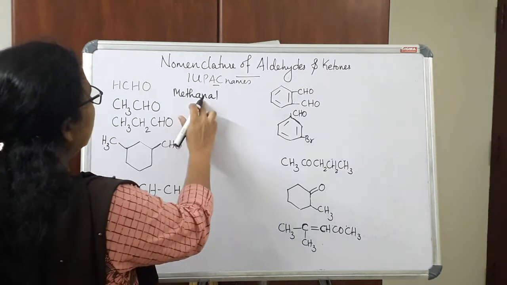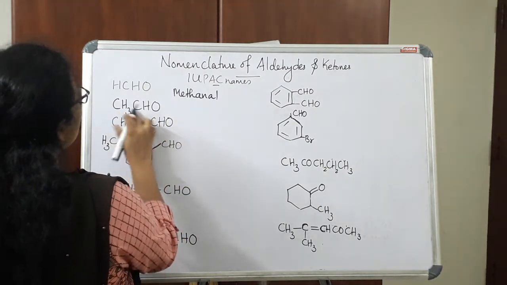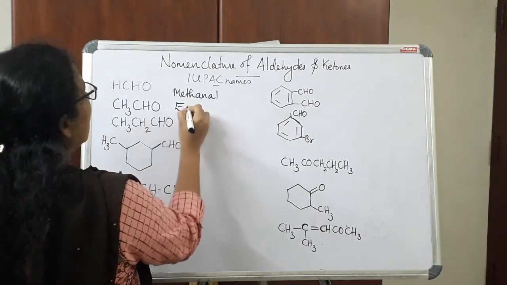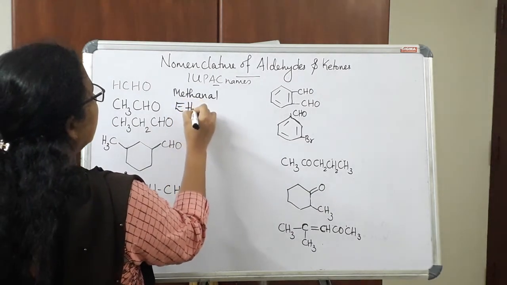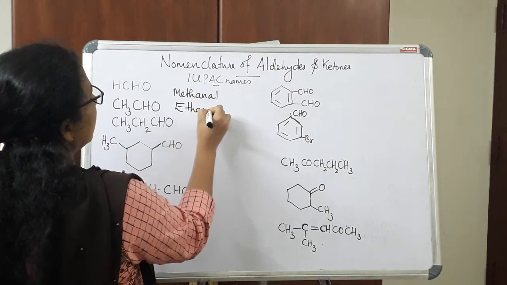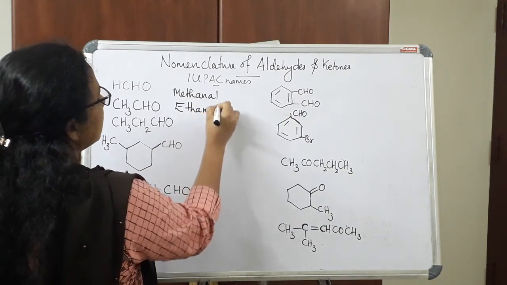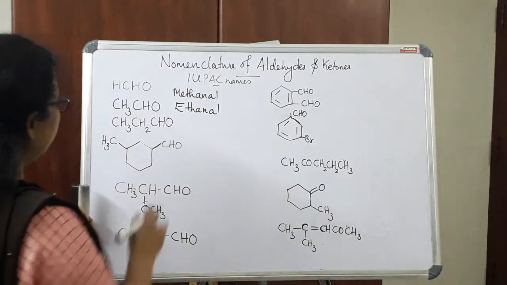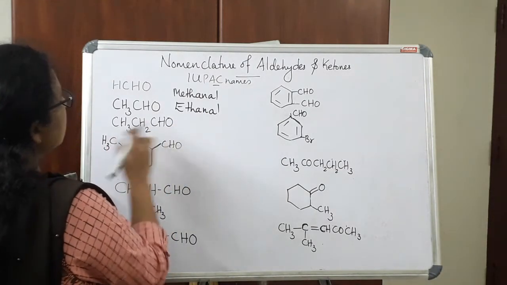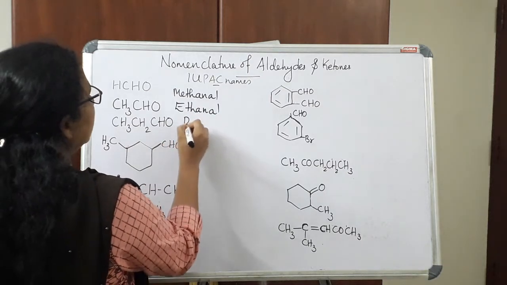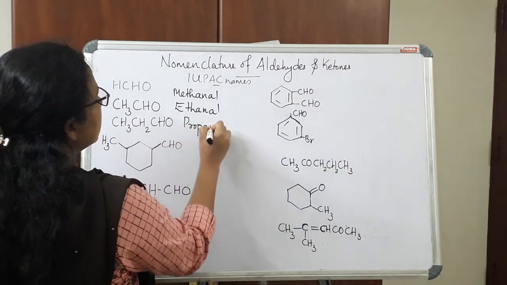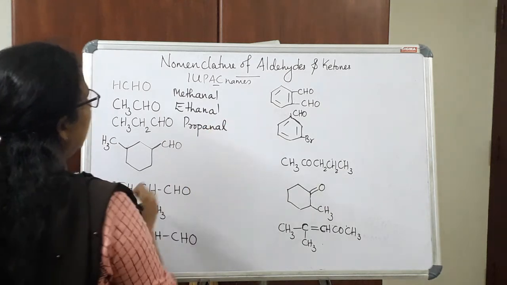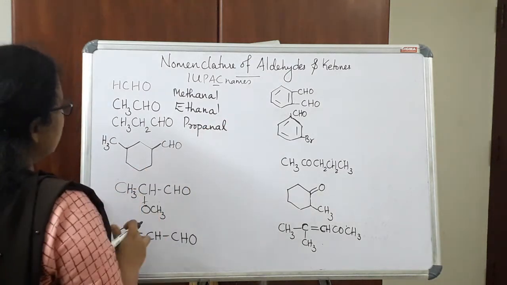So it will be ethanal. Here there are two carbon atoms, so the parent alkane is ethane. The E of the parent alkane is replaced by al, so we will get ethanal as the IUPAC name. Likewise in this case also we can write propanal, since there are three carbon atoms, so it will be propanal.